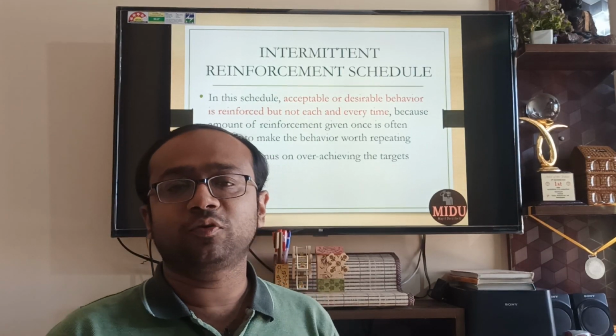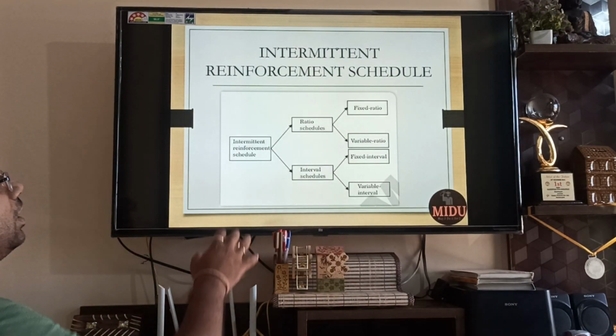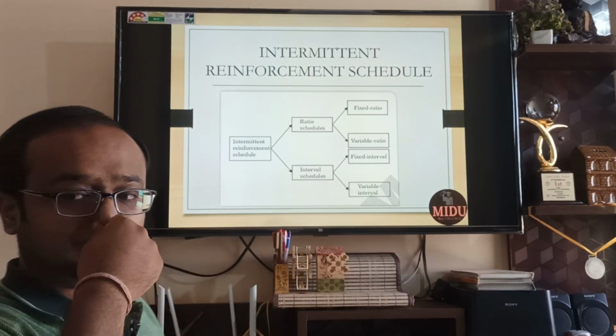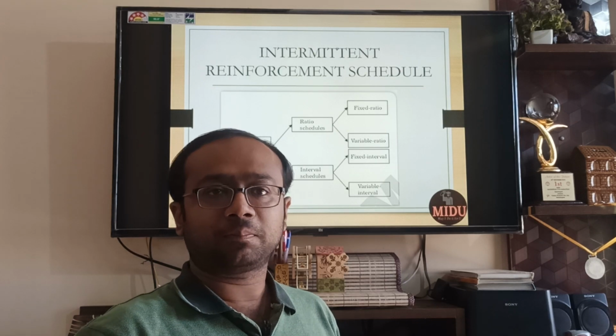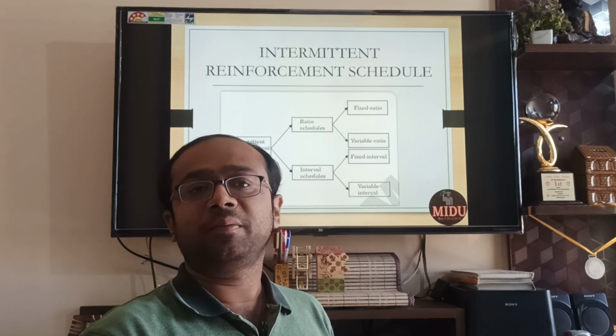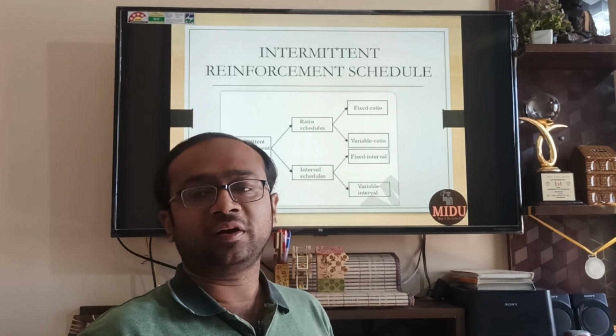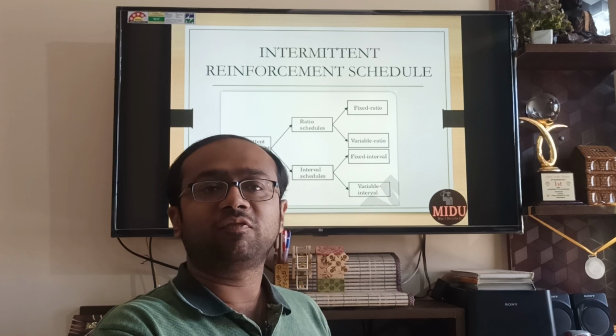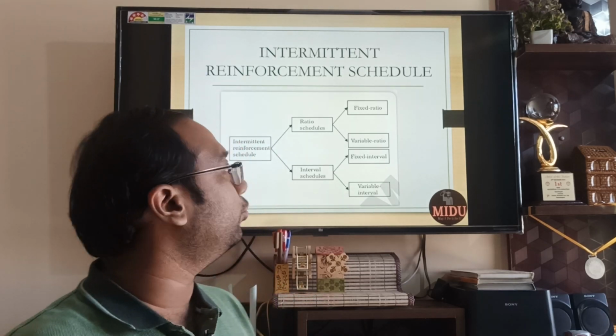Now there are various types of intermittent reinforcement schedules in two categories, ratio and interval. When we say ratio means certain percentage. For example, 10 out of 100, 10% is basically ratio, 1 by 10 is the ratio. 20 out of 100, ratio, 2 by 10, 1 by 5, 1 by 2, 1 by 3, 1 by 4, 2 by 5, all these are basically ratios.